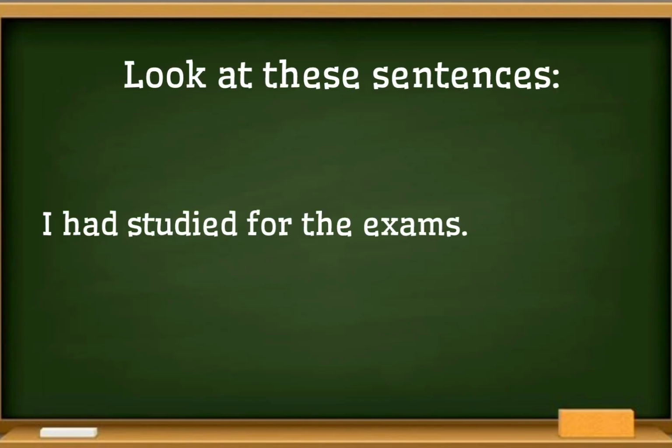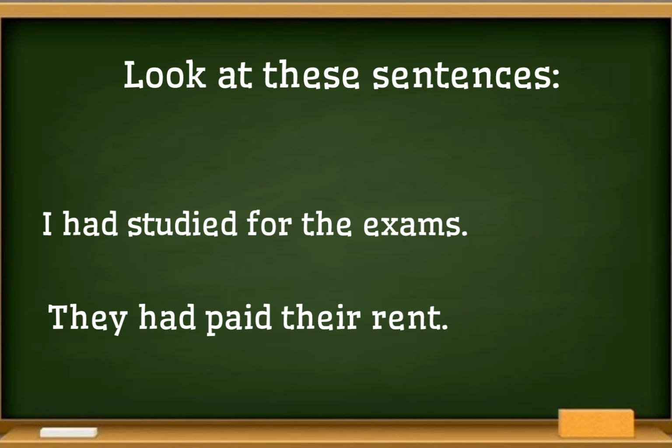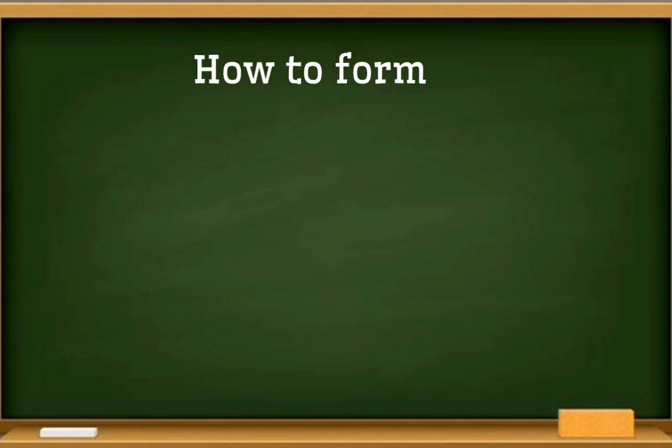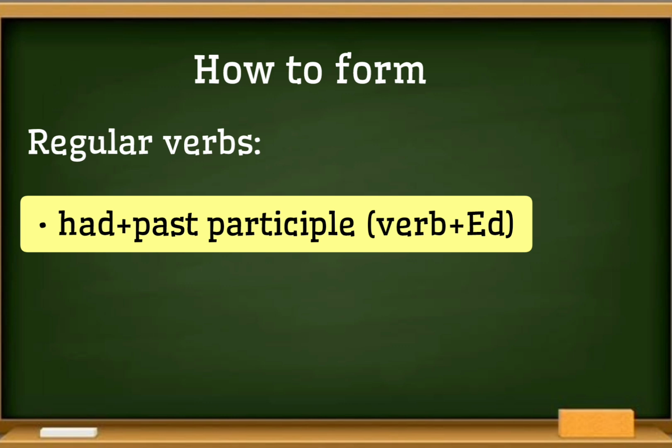I had studied for the exams. They had paid their rent. Both of these sentences are in past perfect tense. Now, how to form past perfect tense? For that, we need the auxiliary verb "have" in its past form, "had", plus the past participle.